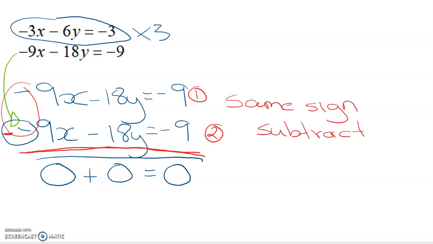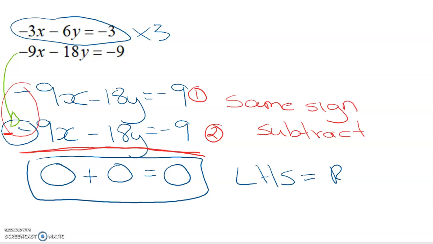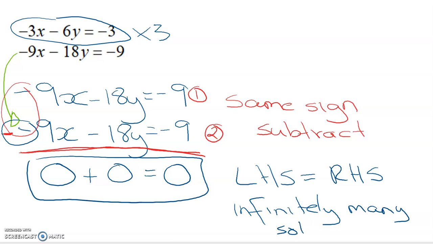So here we now know we have a special case. When the left-hand side equals the right-hand side, we have infinitely many solutions. Now what does that mean? That means that they actually form the same line.